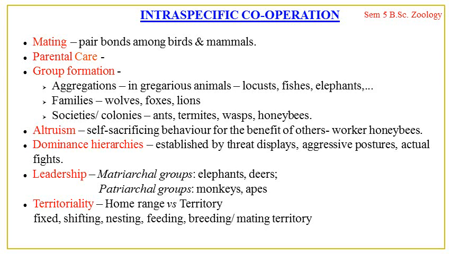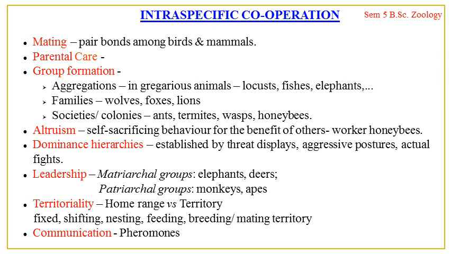The last one, communication. Now, you know what pheromones are? You know what hormones are, isn't it? Hormones are chemicals which are produced by certain organs to communicate with other organs. That is hormones, and they are produced internally and act internally. But pheromones are produced by the body and released outside the body. And these chemicals are meant for communicating between individuals of the same species.